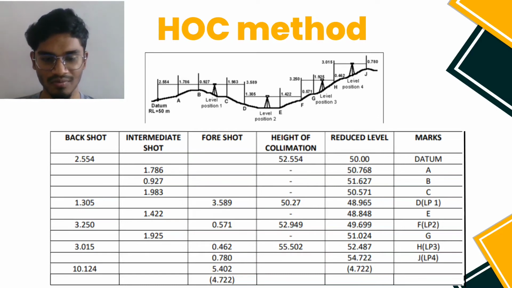To make sure that all of my calculations are correct, what I did was I took the total of back shot and the total of fore shot, I minus both of them and I get 4.722. And same goes to the reduced level. From the last mark, which is 54.722, I deducted the first one, which is the datum, 50.00, and I got the difference of 4.722. So both of the differences are the same, which is 4.722. Through that it is shown that the calculation is correct.